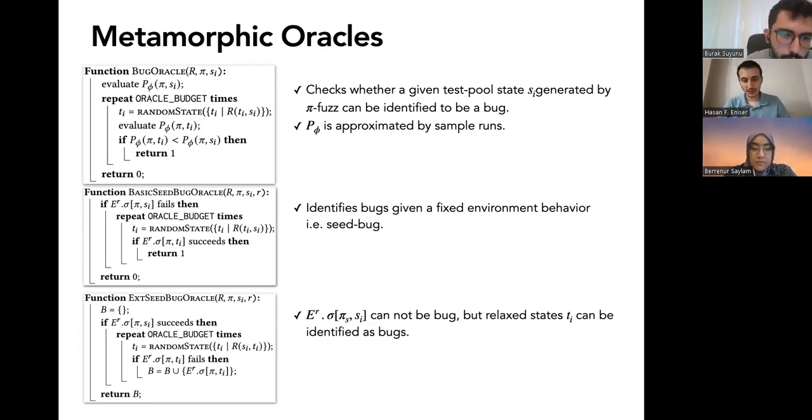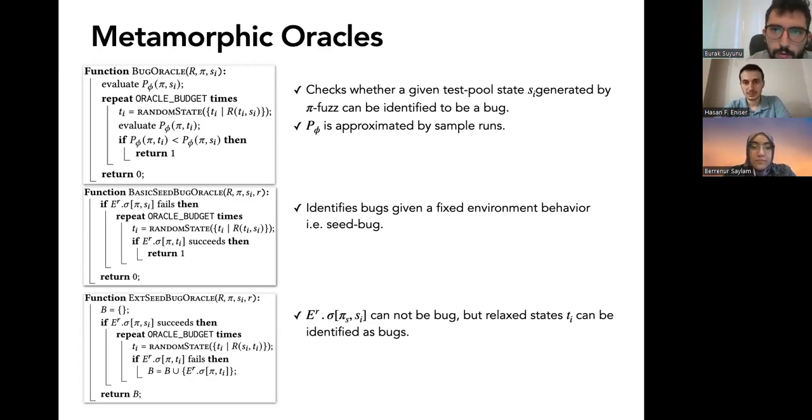So these functions have different purposes then. Yes. In the bug oracle and seed bug oracle, we only test whether the states in the pool are bugs. In the extended seed bug oracle, we start from the pool and then we explore the relaxed versions of them and report the bugs there. Cool. Thank you.